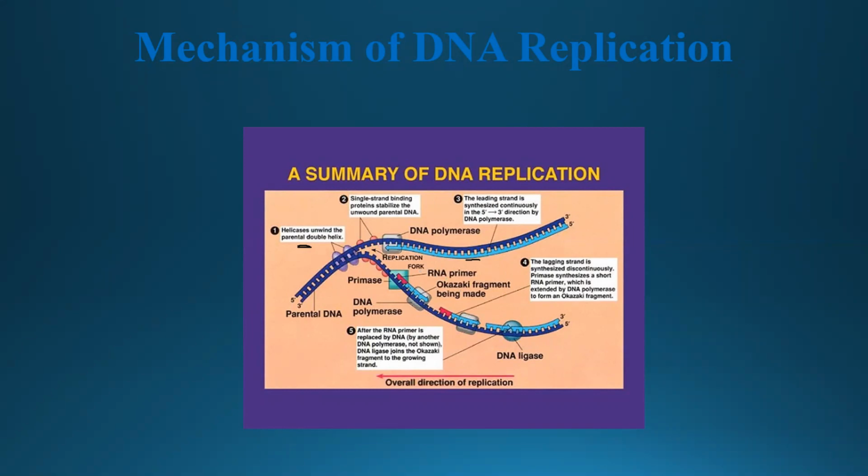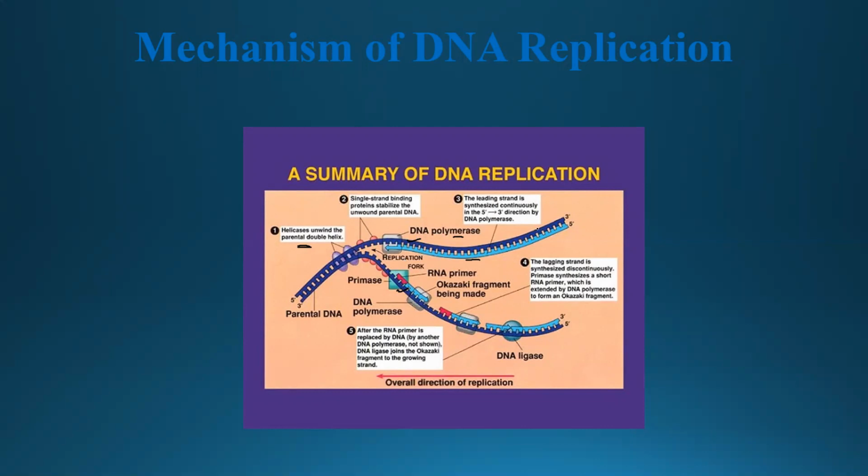Now, you will have one strand here. This is going to synthesize one new daughter strand, and this is going to synthesize another new daughter strand. So the leading strand is synthesized continuously in the 5' to 3' direction by the DNA polymerase, and in this case only a single RNA primer is required.